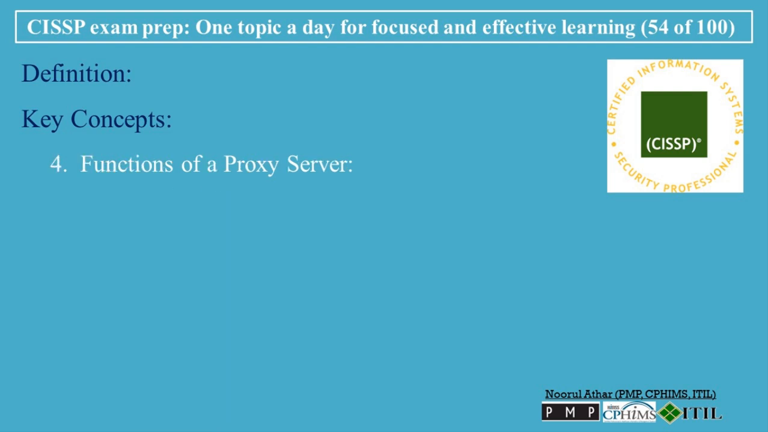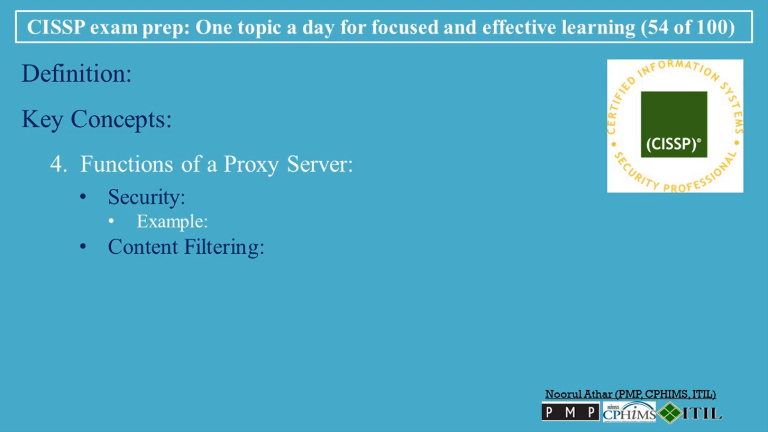4. Functions of a proxy server. Security. Proxy servers can act as a security gateway by filtering and blocking malicious traffic, enforcing security policies, and preventing direct access to internal networks. By masking the client's IP address, they reduce the risk of targeted attacks. Example: a proxy server blocks connections to known malicious websites, preventing users from inadvertently downloading malware.